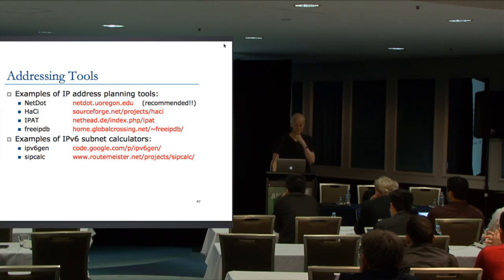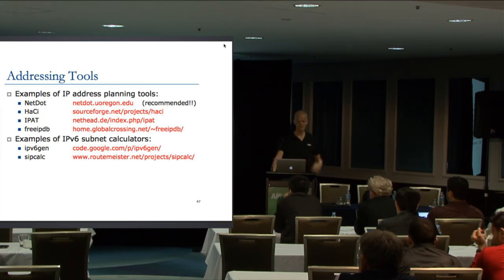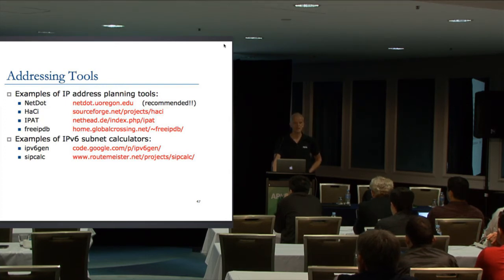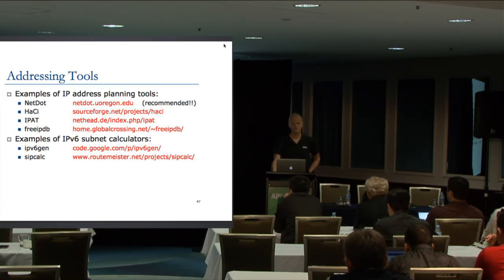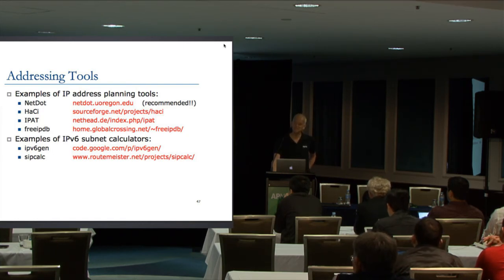I've seen people use Hacky. I don't really know much about it. IP8T I've seen, FreeIPDB I've seen as well. V6 Gen is the V6 subnet calculator. So if you throw a /32 at it and want to know what all the /64s are, well, A, stand by for a lot of output, and B, I don't find much utility in it, probably because I've been doing this far too long. SIPCalc, I've also seen folks use. It lets you calculate subnets for both V4 and V6, and it's a command line tool that you can use if you wish.